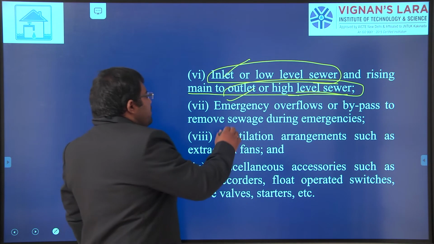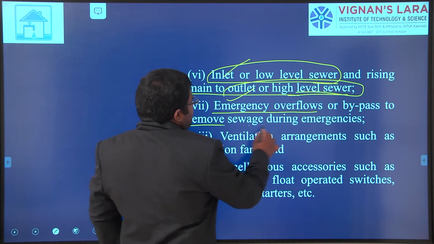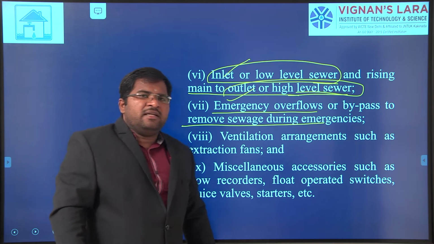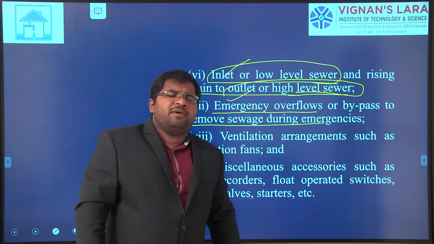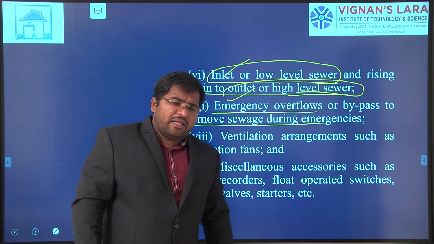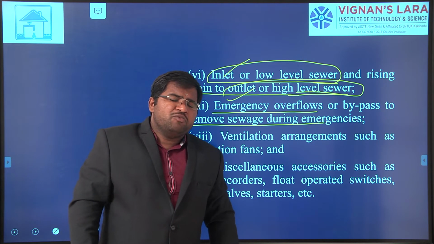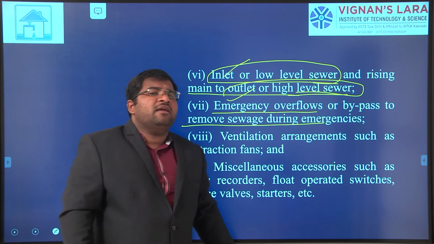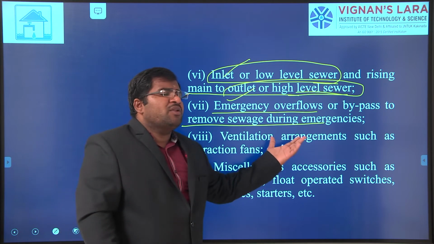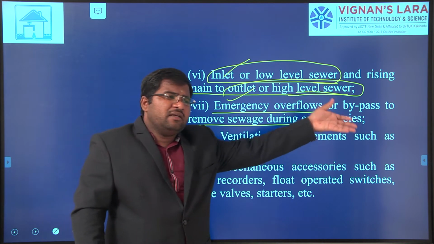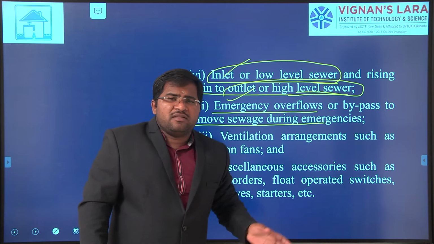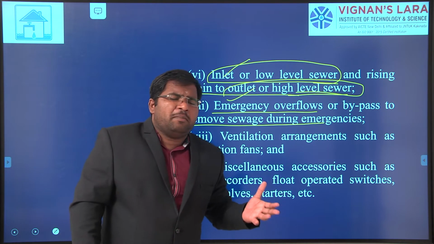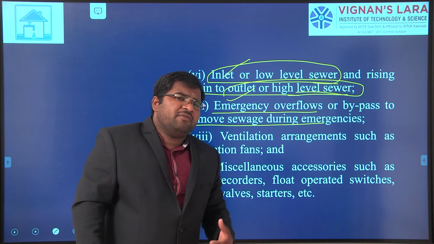Next, emergency overflows or bypass to remove sewage during emergencies. We already said that when there is a repair of a pump or motor, we are unable to pump the sewage. That condition is called an emergency. In that case, we have to divert the overflow of sewage from the wet well into a stream or a river near the pumping station. That's why it is an advantage when the pumping station is located near a river or stream.